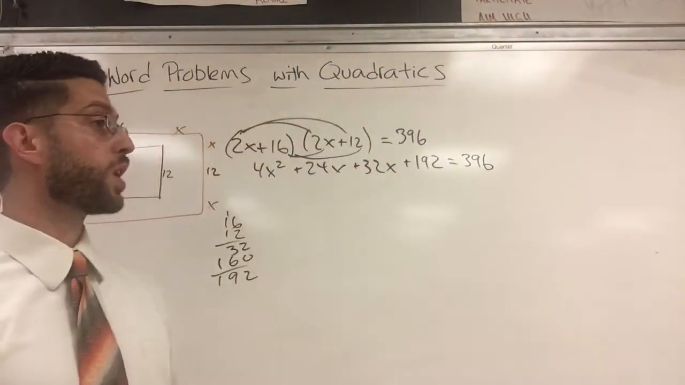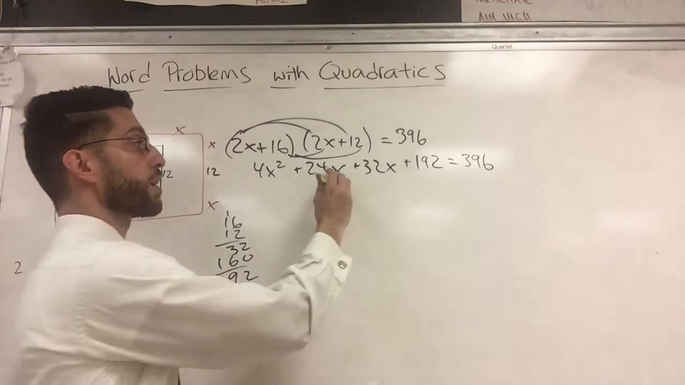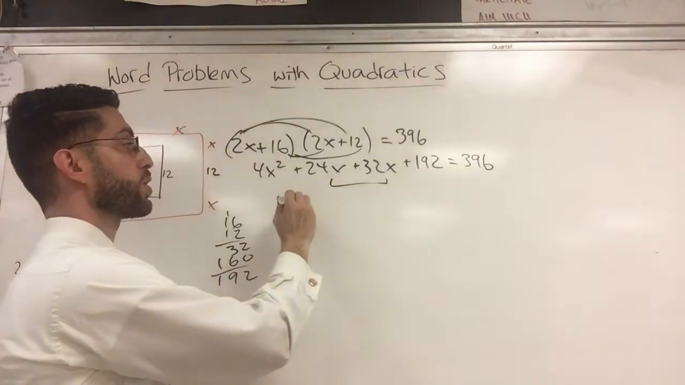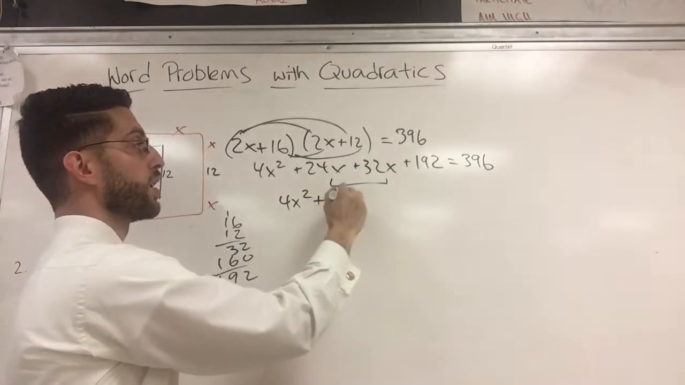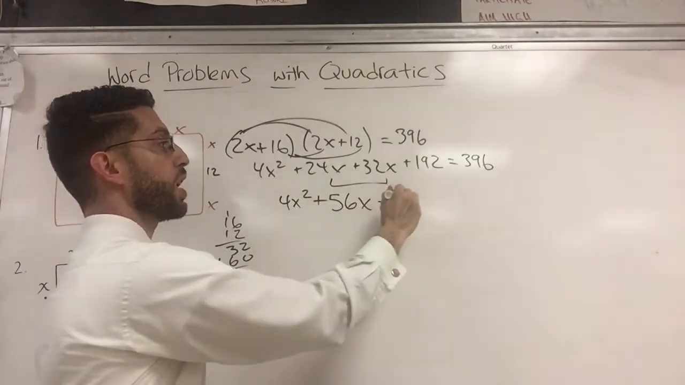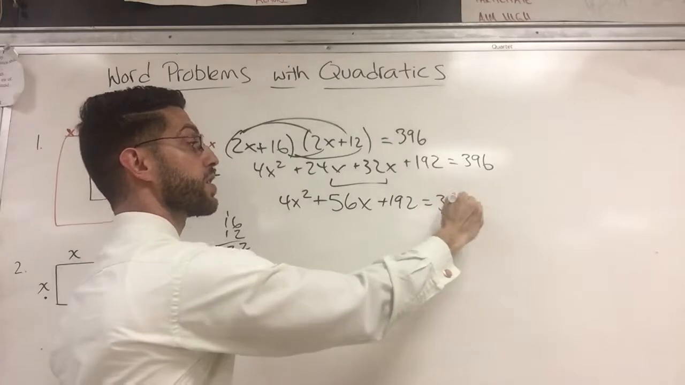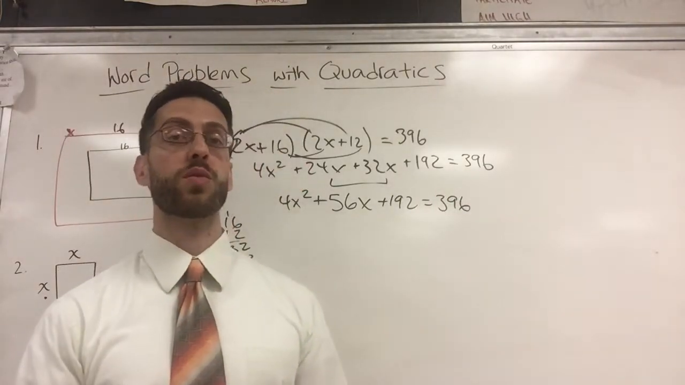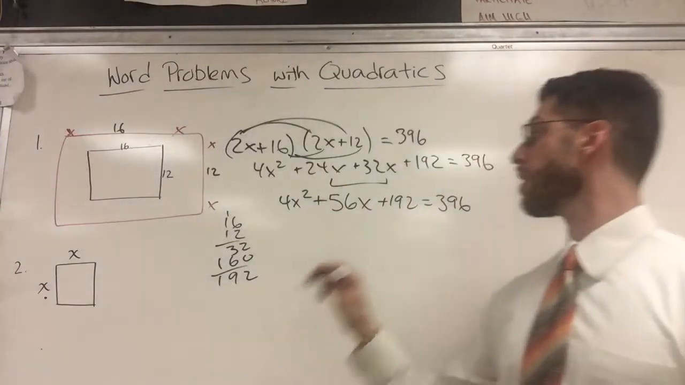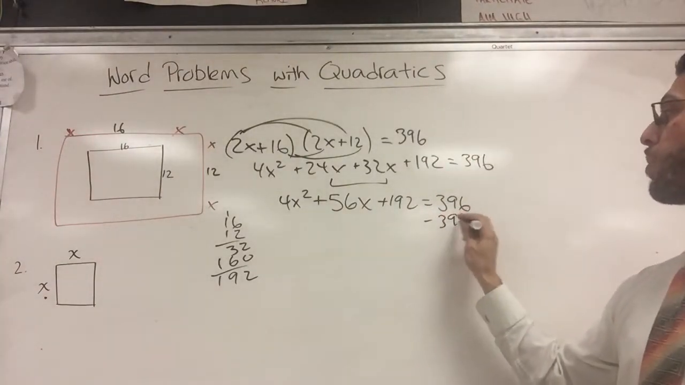All right? So now I'm going to combine my like terms, and I have 4x squared plus, what is this, 56x plus 192 equals 396. Hopefully you're looking at a quadratic, you know it needs to equal 0 to be in standard form. So we're going to subtract 396 from both sides.